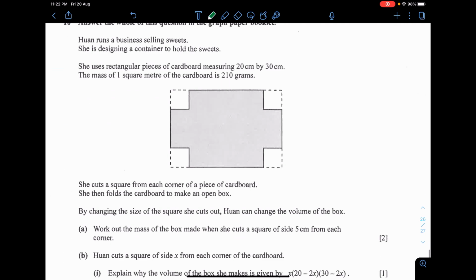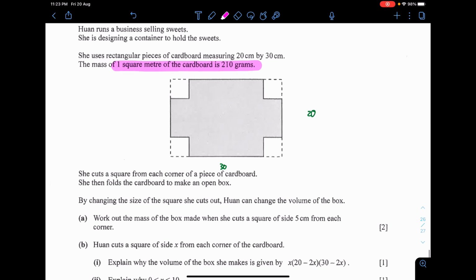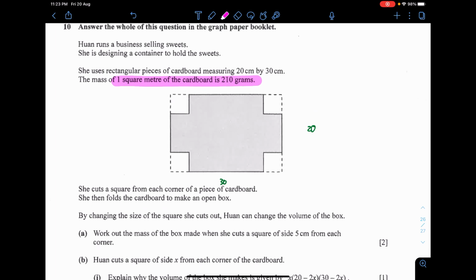Okay, last but not least, Juan runs a business of selling sweets. The rectangle is here. She used a rectangular piece of 20 by 30, so the whole thing is 30, I guess. And then the mass of 1 square meter of the cardboard actually is 210. She cuts the square from each corner of the piece. She then folds it. By changing the size of the square, one can change the volume of the box.